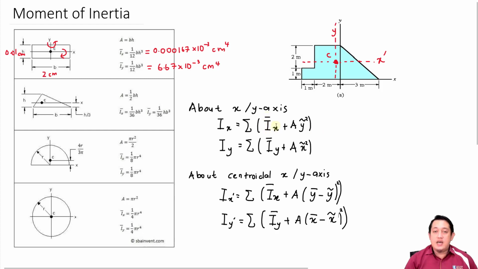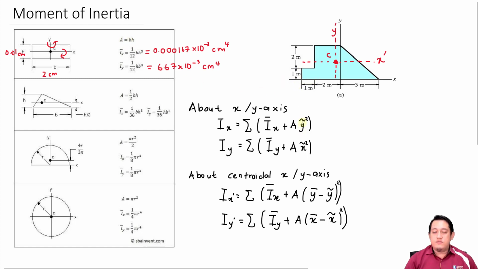So what is this Ix bar here? Ix bar here is the value from the table. So when we want to calculate Ix bar plus A y wave square, for this square here, we will refer to this shape. We will use Ix bar is 1 over 12 b h cube. And A here is the area for the square, which is this one times this one.